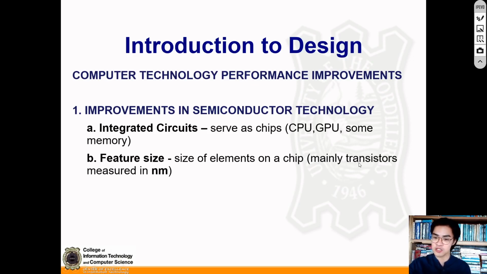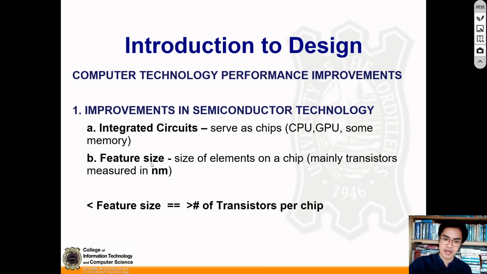Now, your transistors are the main building blocks of your digital design. Inside your chips, transistors are usually fibers that are very, very thin. This is nanometers, so it's 10 raised to the negative 9 of your meter. So it's very thin. We'll get to a comparison later on. But your transistors fit inside of the chip.